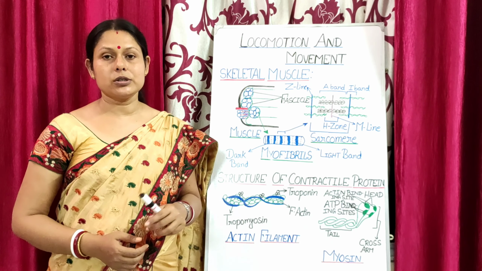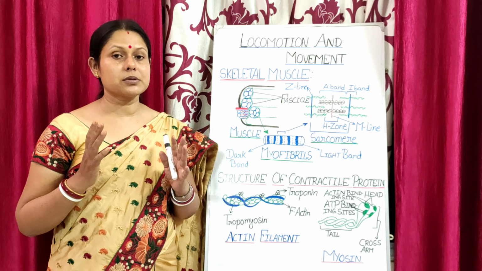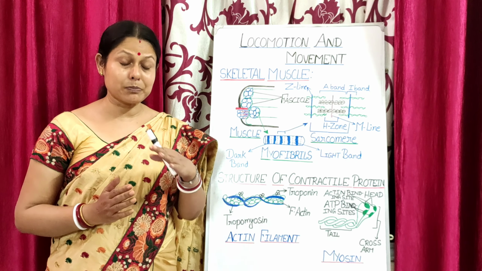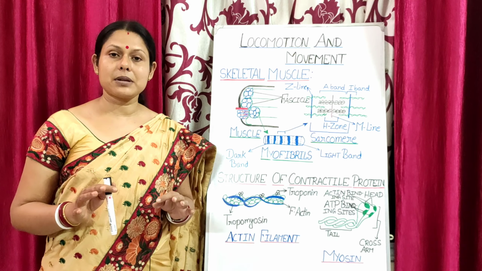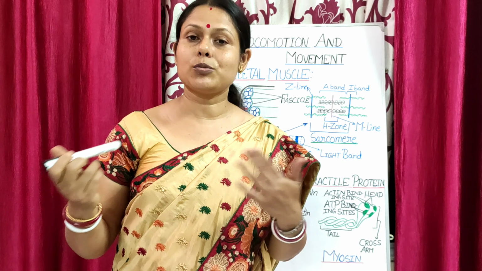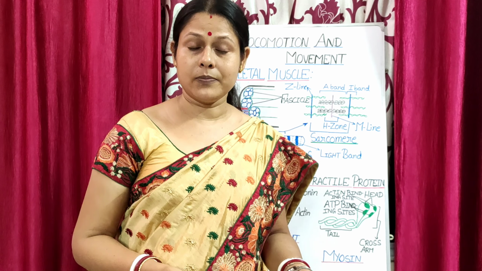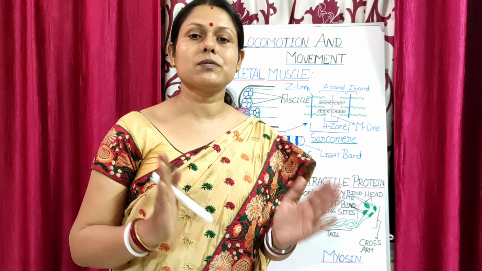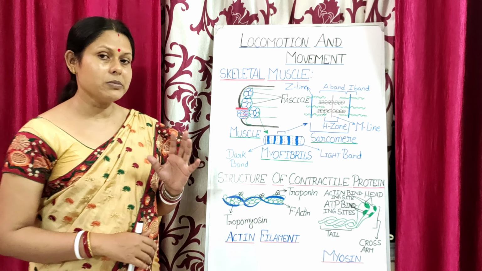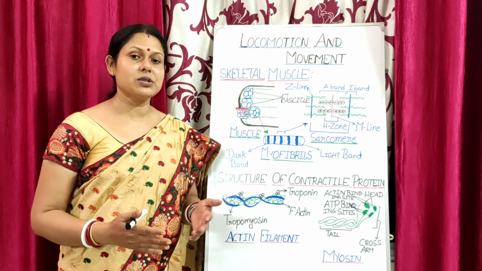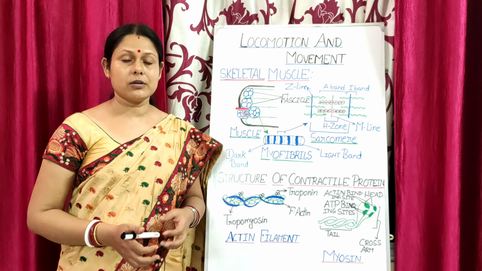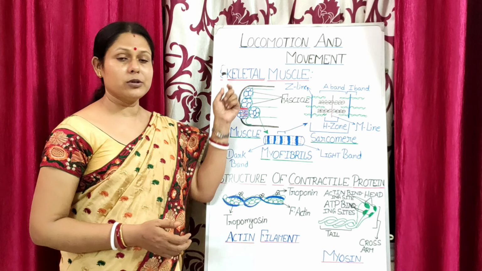This term locomotion means the kind of movement in which an organism gets displaced from one place to another place. For example, I am standing here now. If I move to this position, then I have changed my position. That means the displacement of the body has taken place. Now this is what is known as locomotion. So displacement in the position of an organism is known as locomotion.